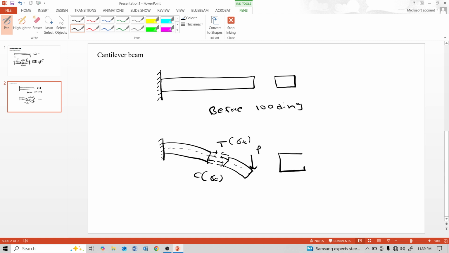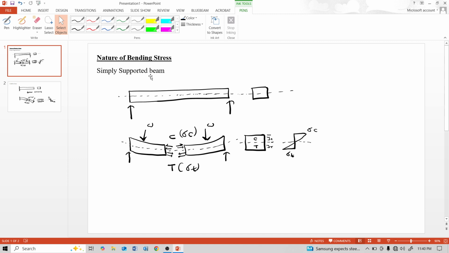The section for this will be: neutral axis, upper side tensile, lower side compression, YT, YC, the distance between the neutral axis and the extreme layer. Here the stress sigma T at the neutral axis is 0 and at the lower side is sigma C. So this is for the cantilever beam, the nature of bending stresses, and this is for the simply supported beam, the nature of bending stresses.